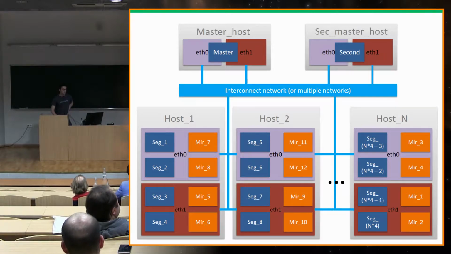If any cluster element fails, the cluster will not fail. If the master host fails, it will not result in cluster failure as well. If any segment fails, the cluster will still operate because segments on other nodes will switch on. Also, it's possible to use several interconnect networks, so even if one interconnect network fails, the system will still operate.